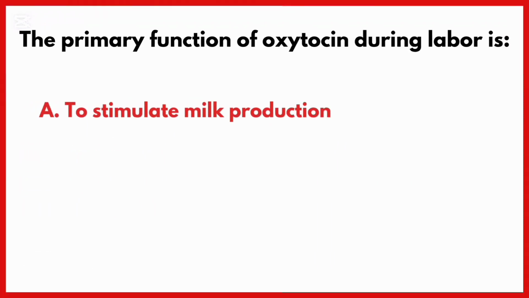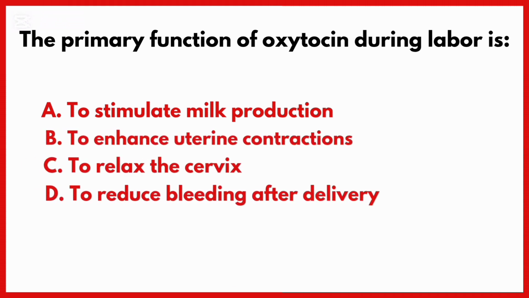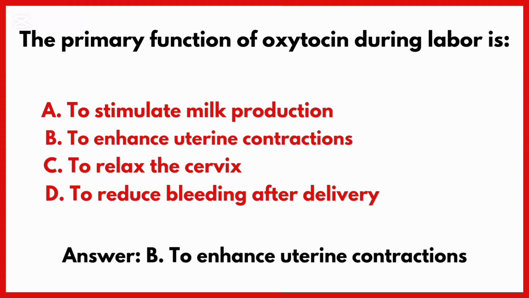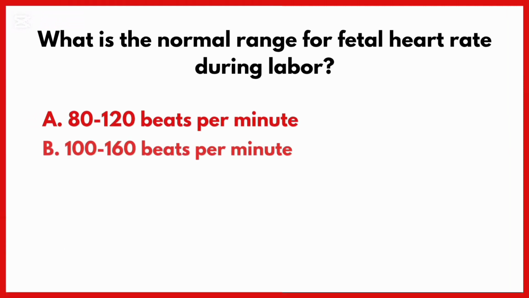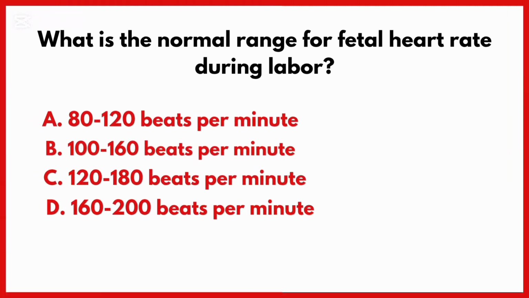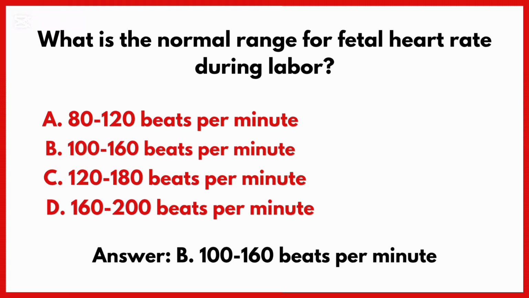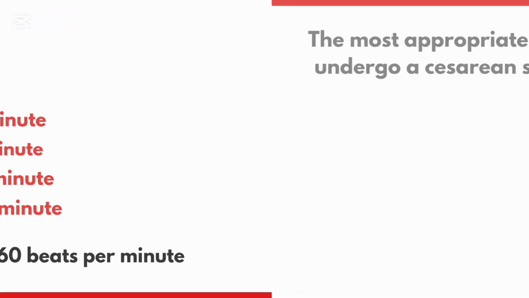The primary function of oxytocin during labor is. Correct answer is option B, to enhance uterine contractions. What is the normal range for fetal heart rate during labor? Correct answer is option B, 100 to 160 beats per minute.